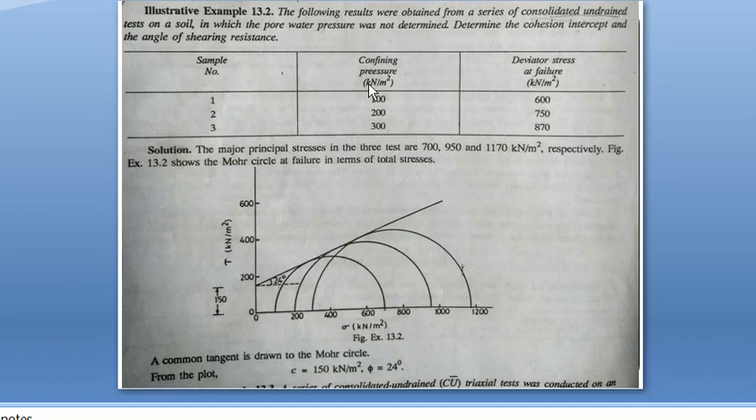So for three samples we can draw three Mohr circles, that is, we know the confining pressure and deviator stress. So what will be the major principal stress? Major principal stress sigma 1 is sigma C plus sigma D, that is 100 plus 600, 700. Here it will be 200 plus 750, and here 300 plus 870. And the minor principal stress is the confining pressure: 100, 200, 300. Okay, so like this we can draw three Mohr circles.